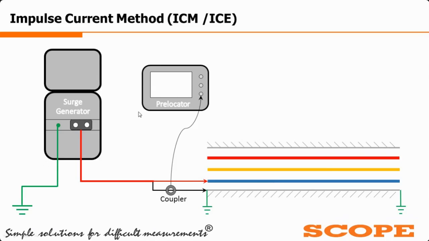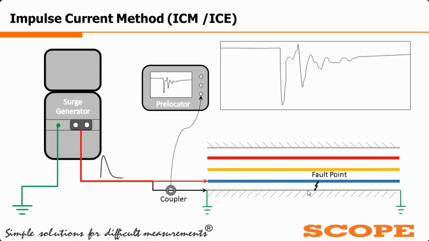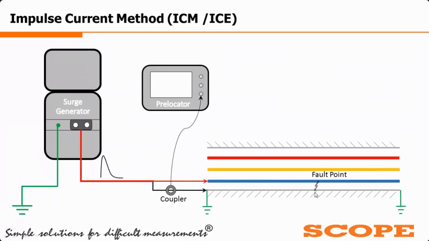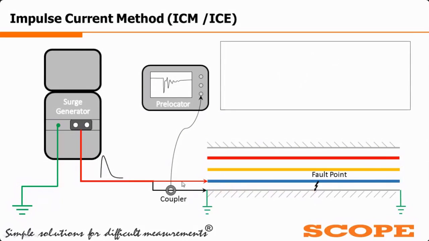Now whenever we apply the high voltage surge from the surge generator, at the fault point a momentary short circuit will be produced. Due to this momentary short circuit, a current transient is produced in the cable. Here you can again see that a current transient is produced and it will travel back towards the instrument. These current transients are captured by the current coupler and sent to the prelocator. Here the prelocator will act as an oscilloscope. Mainly the prelocator will not send any signal into the cable.